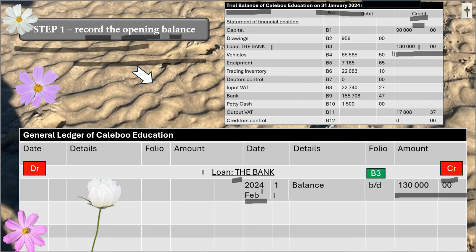So step one, record the opening balance. Always look for the opening balance. If it's the first month of trading, there might not be an opening balance. Transactions still need to happen. But this is the second month of trading, and Calibre Education had taken out a loan, and the opening balance on the 1st of February is 130,000.